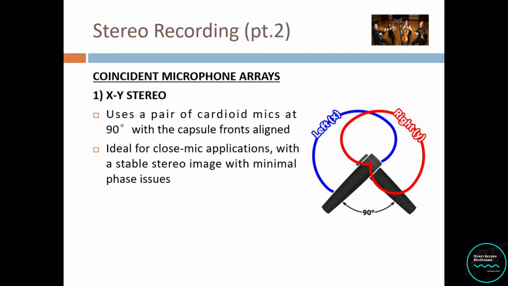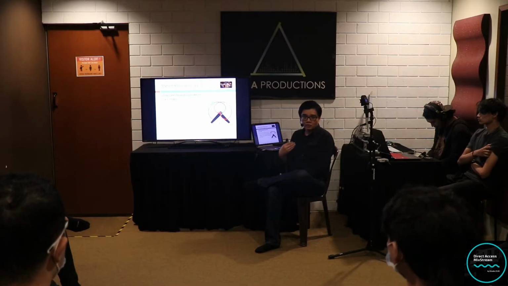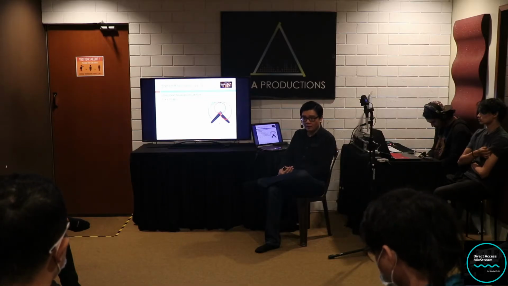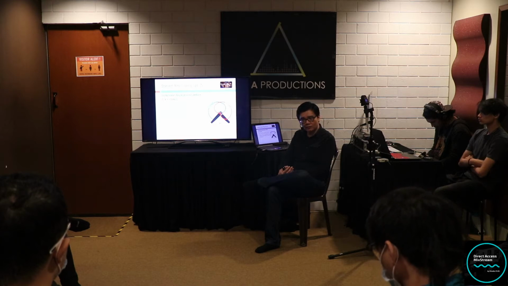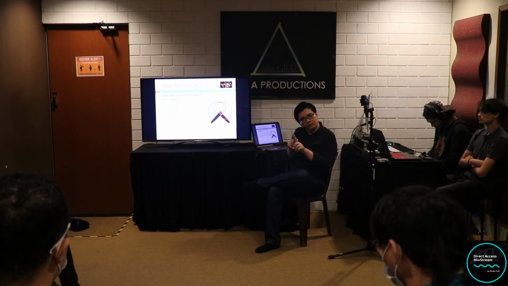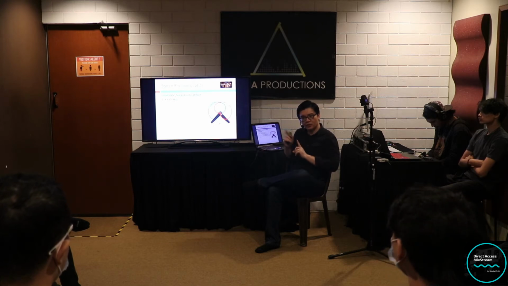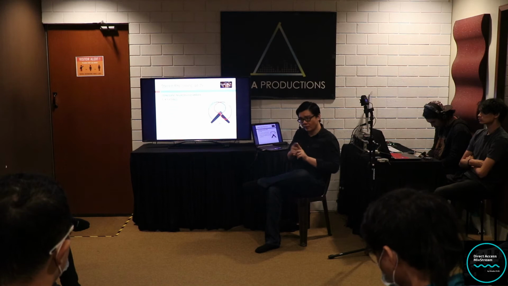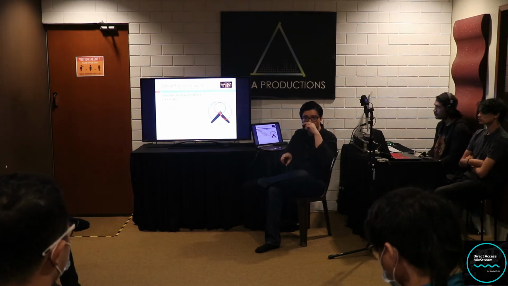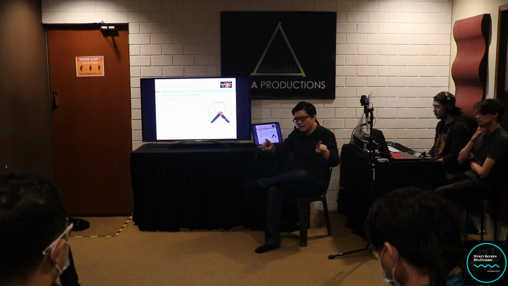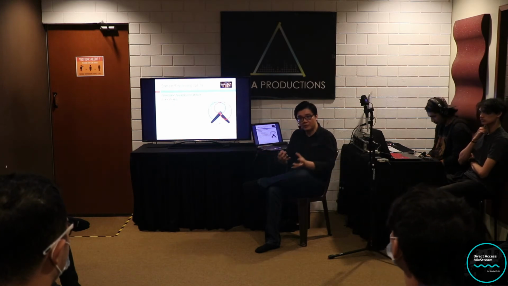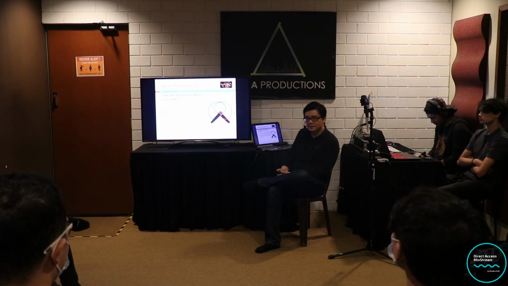Characteristics of an XY stereo: it has a very stable stereo image with minimal phase issues. So remember when I talked about last week we were recording guitars with two microphones. When you have microphones that are close to each other, you get a much more stable image that way because the microphones are much closer to each other. You have minimal phase issues. When you have them a little bit apart, you start introducing a little bit of phase issues. But then again, it's down to preference, okay?